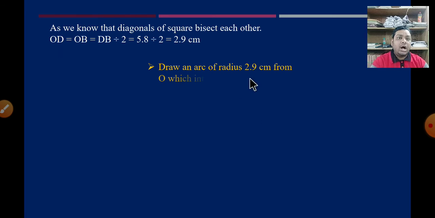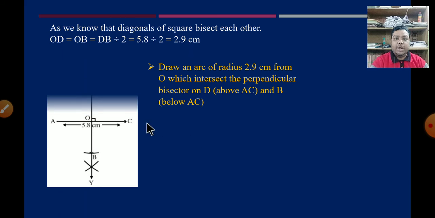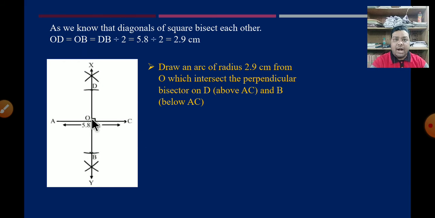Then what will we do? Draw an arc of radius 2.9 centimeter from O. We will keep the pointer at O and cut an arc of 2.9 centimeter above AC, which will intersect at D. Same way, keeping the pointer at O, we will cut an arc of the same radius, 2.9 centimeter, at B below. So now we get the points B and D. Now we can join all four points, A, B, C and D, and that will be the required square.